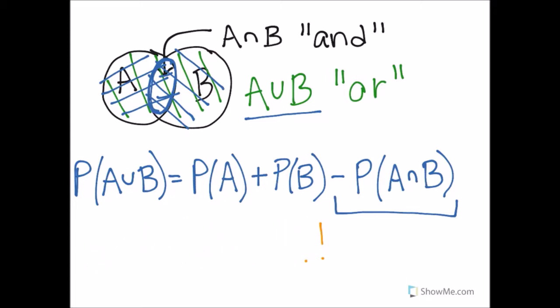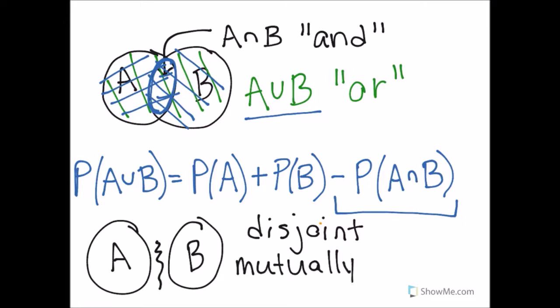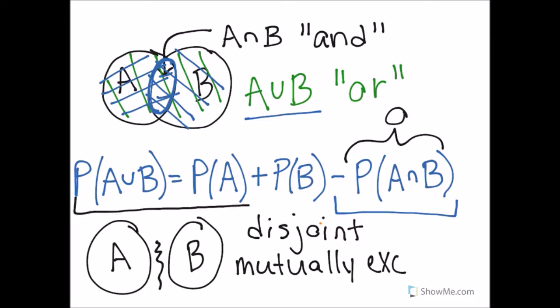Now, there are some cases when you can simplify. Let's say in this situation, notice there's no overlap here, and this is what we call disjoint events, or mutually exclusive. So when this is the case, the probability of A and B becomes 0. So then we are left with just the probability of A union B equals probability of A plus the probability of B without that extra piece.